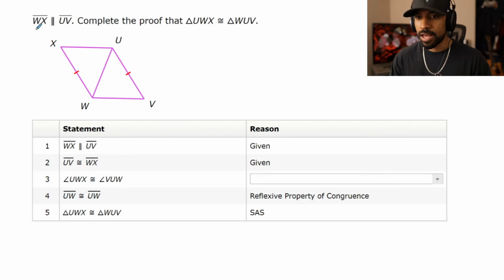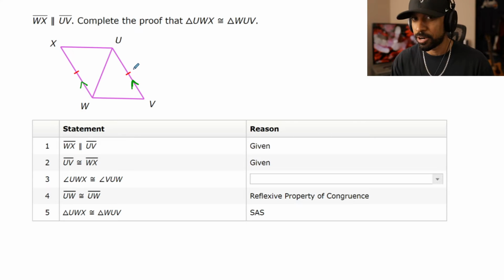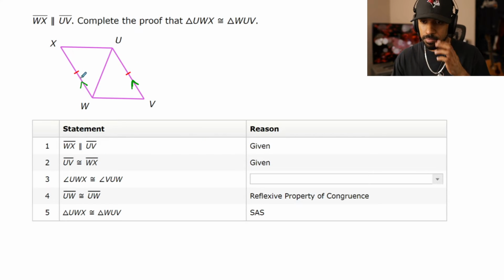All right, parallel. WX is parallel to UV. So WX is right here. I got to draw the parallel symbols with UV. Looks like we're going to work with some alternate interior angles in a parallelogram. Be ready for that. That's given. Also, segment UV is marked and therefore given. It's congruent to segment WX. They're congruent, so two sides congruent.